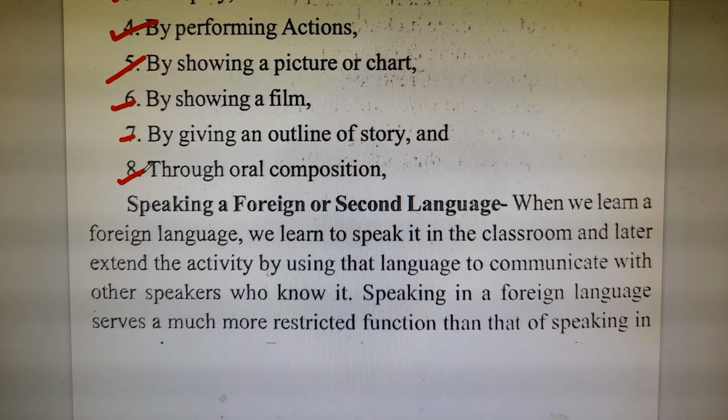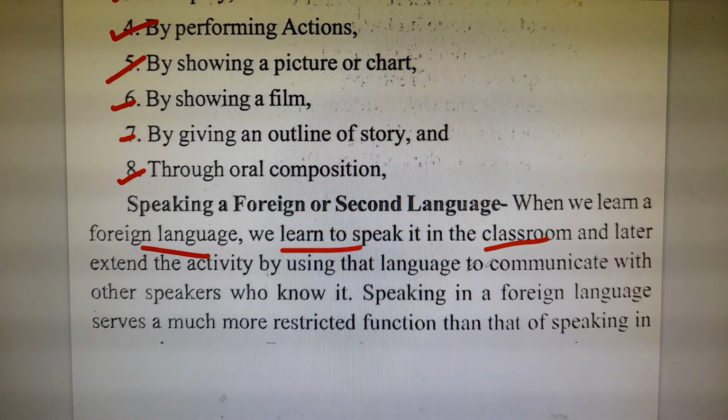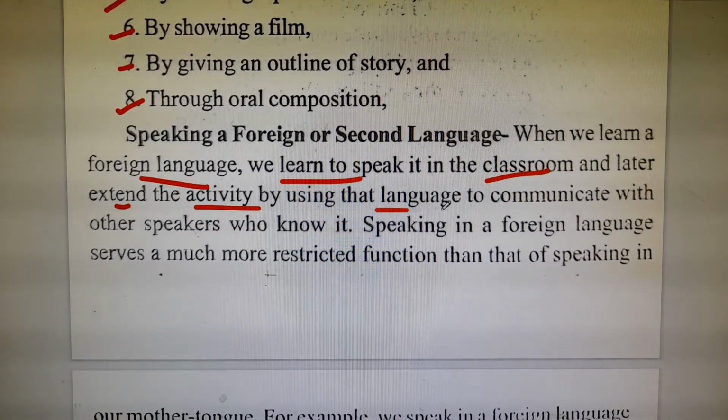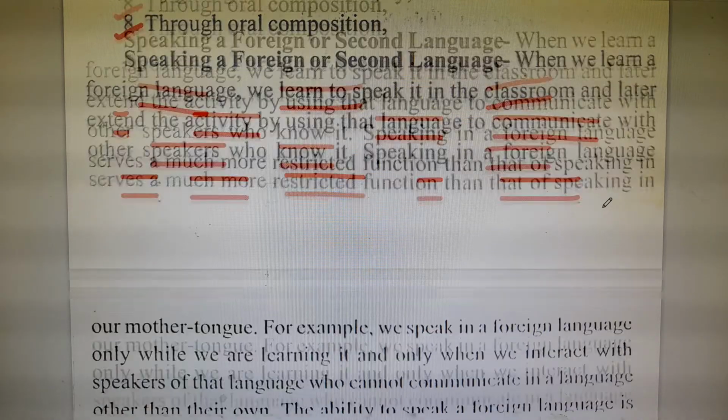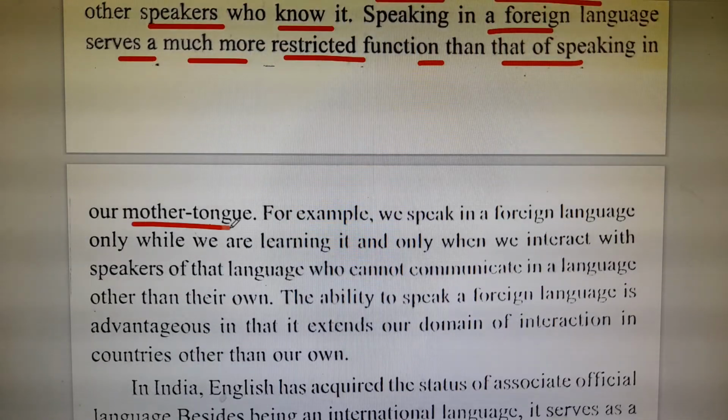Speaking as a foreign or second language. When we learn a foreign language, we learn to speak it in the classroom and later extend the activity by using that language to communicate with other speakers who know it. Speaking in a foreign language serves a much more restricted function than that of speaking in our mother tongue.